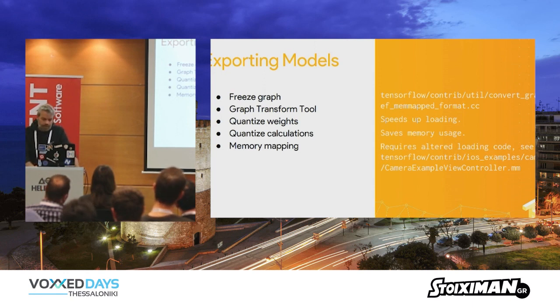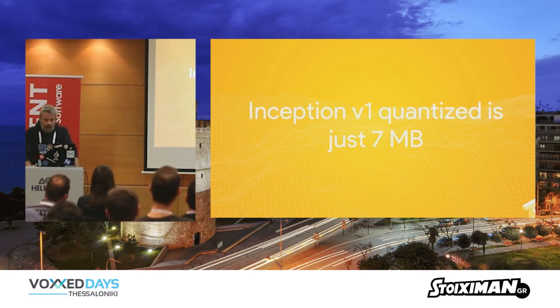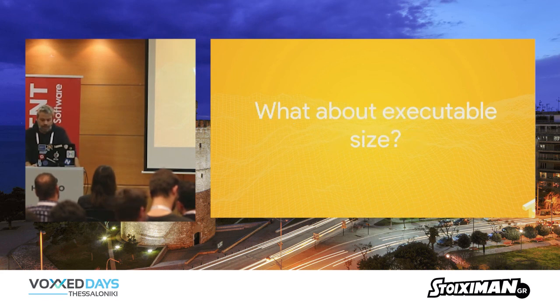Memory mapping. If you use all those tools, you cut Inception v3 to a third. It means that from the nearly 100 megabytes we had earlier, we're going to have 24 megabytes with all those tools. If you want to have a smaller app, you can use Inception v1, which is 7 megabytes, but it's not so accurate. So if you want to do something accurate, it's better to go with Inception v3.